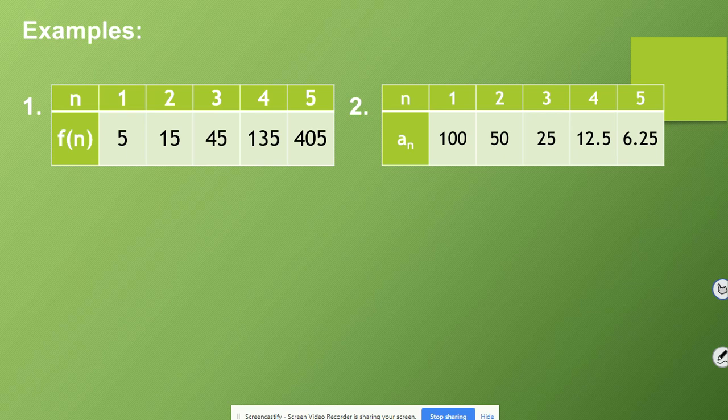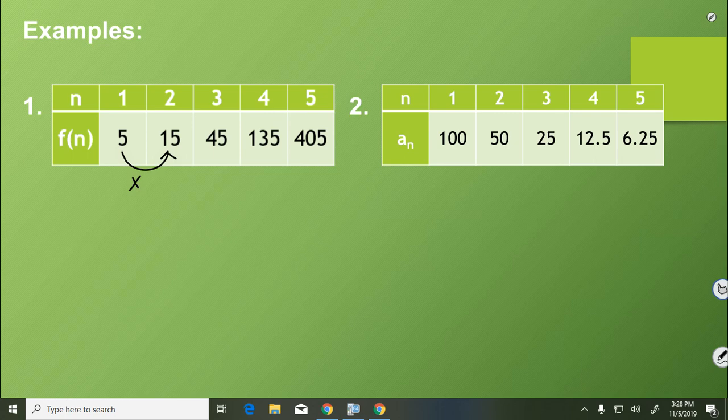So here we have two tables, again, that we need to look at to figure out if we can see a pattern that is geometric, meaning that's multiplying or dividing in nature. So if we go from 5 to 15, we're multiplying by 3. 15 times 3 is also 45. 45 times 3 is also 135. And 135 times 3 is also 405.